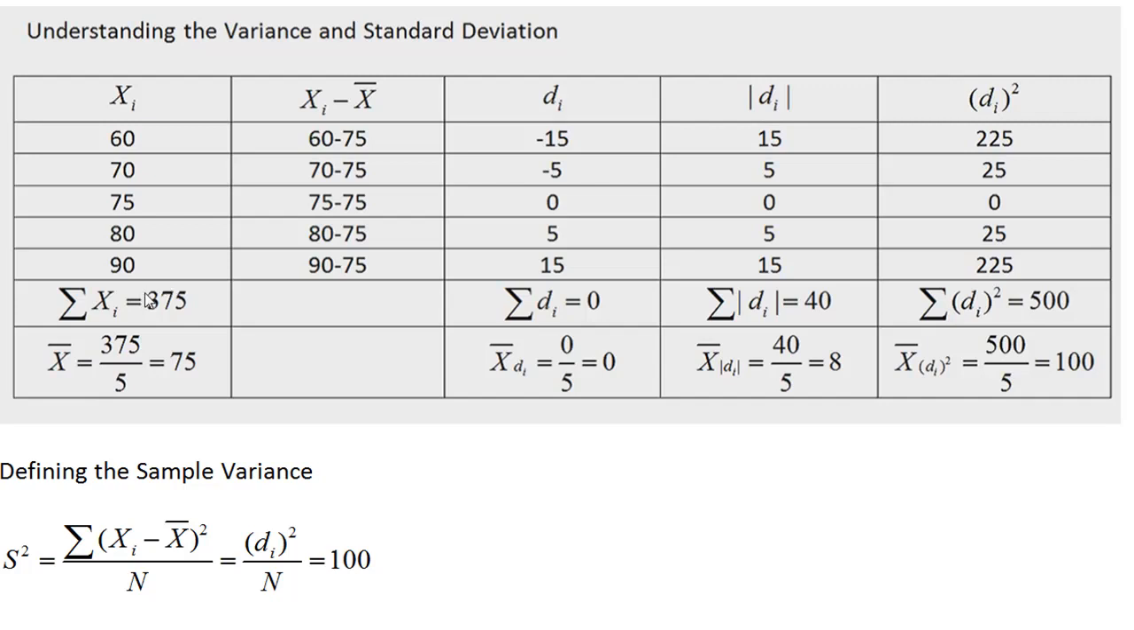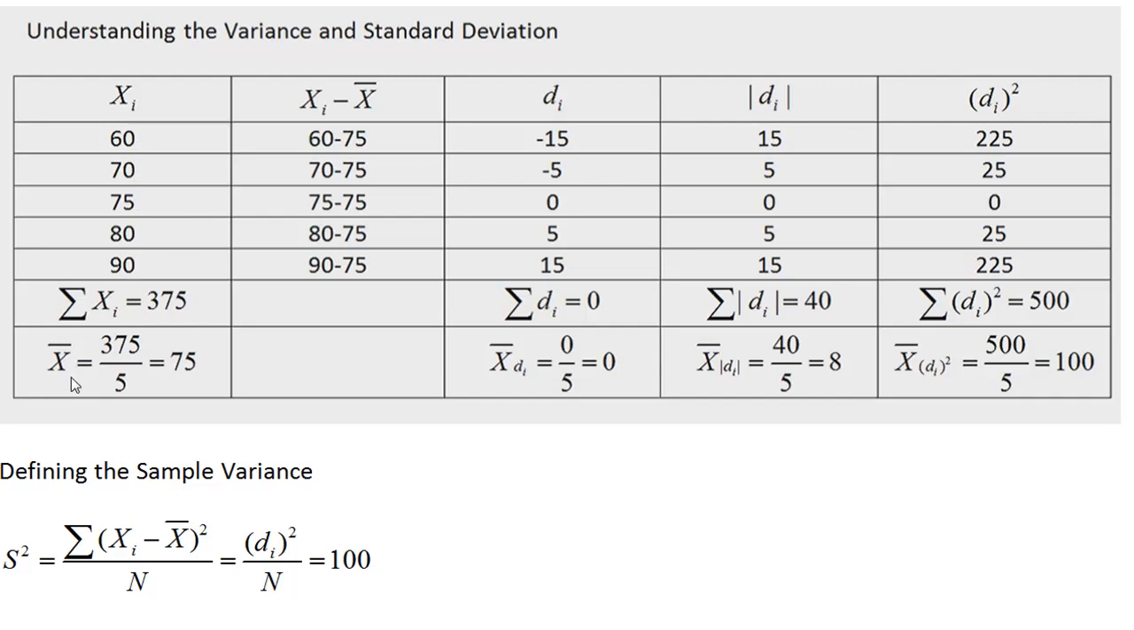So the first thing we want to do in developing this measure is let's take the sum of the variable. That's a really good starting point. So here's my summation sign. I'm summing x sub i, and it's equal to 375. That's 60 plus 70 plus 75 through 90.